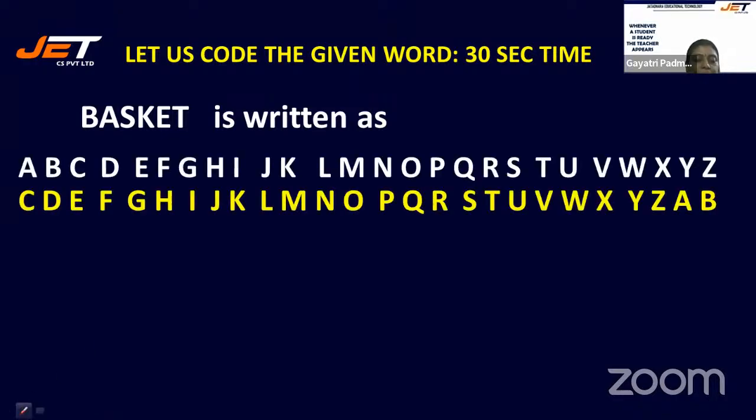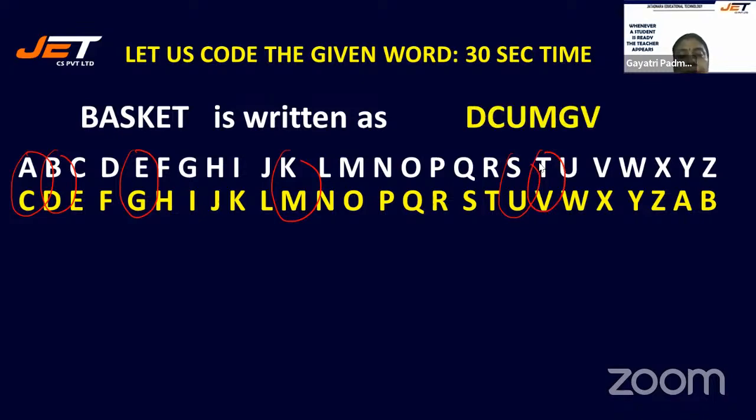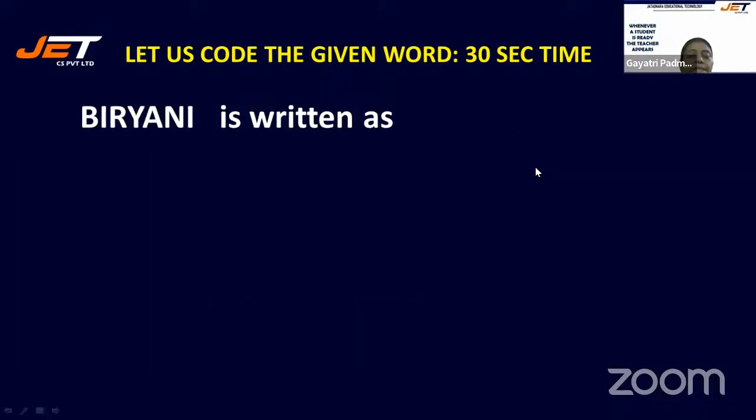So for B it is D. A it is C. For S it is U. For K it is M. For E it is G. And for T it is V. All right. So it is DCUMGV. All right. Now let us try biryani.